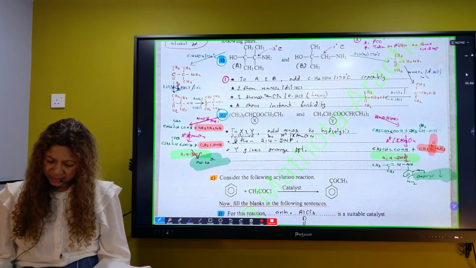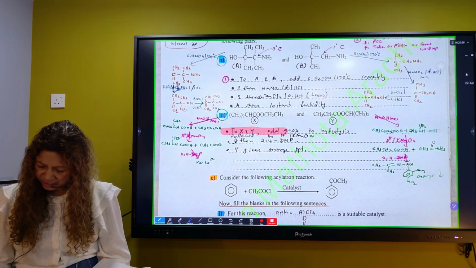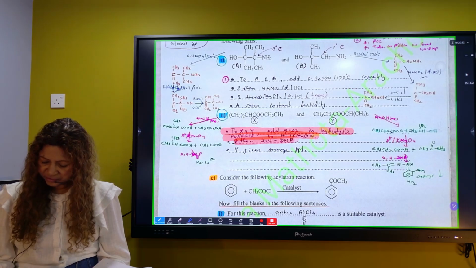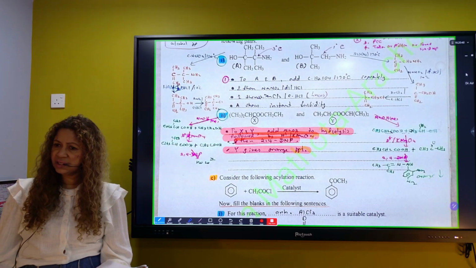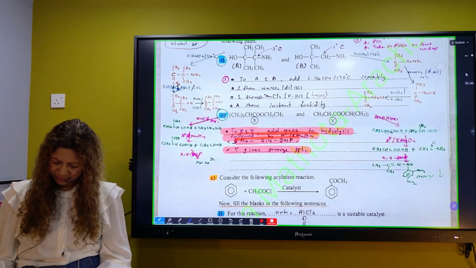So that you will write: to both X and Y, add sodium hydroxide to hydrolyze, followed by acidic KMnO4, followed by 2,4-DNP. Y gives orange precipitate, X no change. You have to write both sides. X no change.